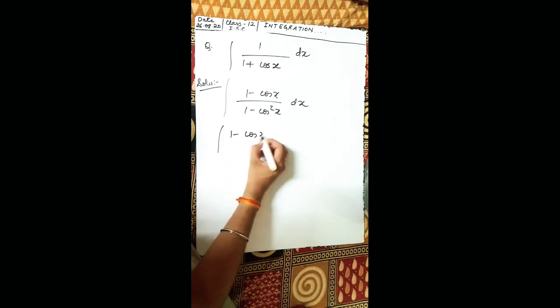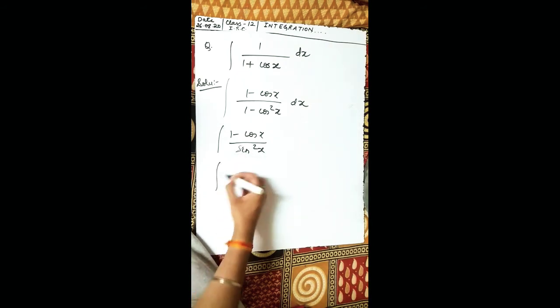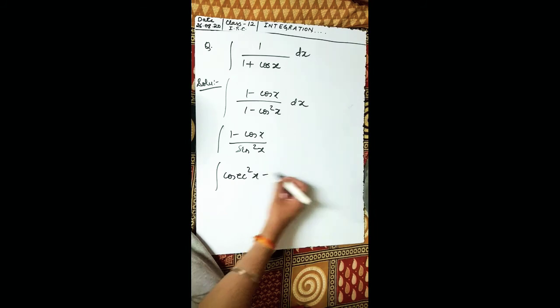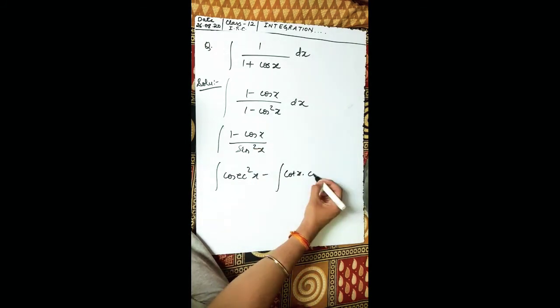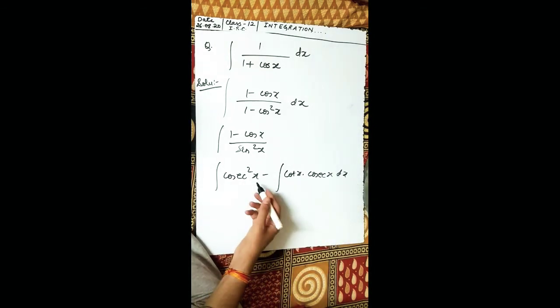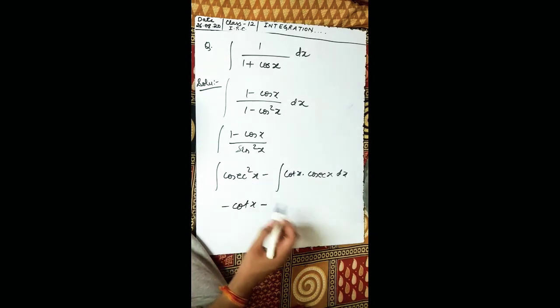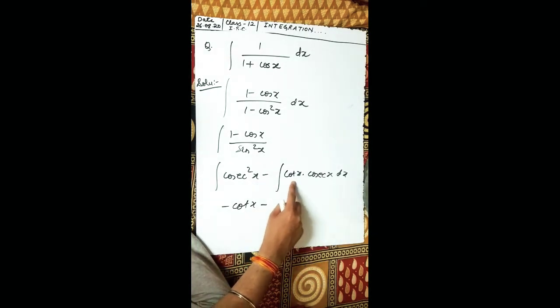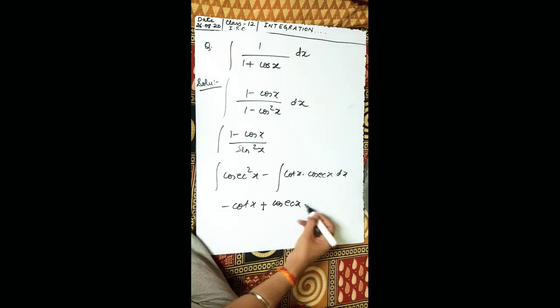So 1 minus cos x upon sin square x. Now separate it, so you will get cosec square x minus cosec x cot x, dx. Now you know the integration of cosec square x is minus cot x, minus the integration of cosec x cot x, which is minus cosec x, so it will be plus cosec x plus c.